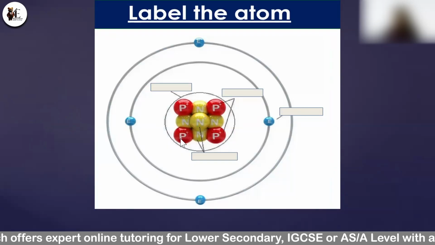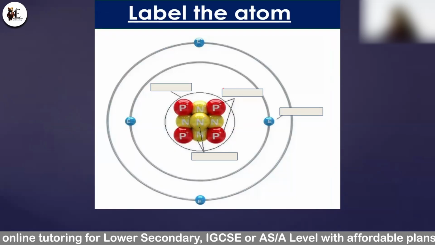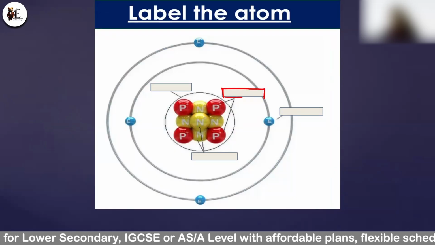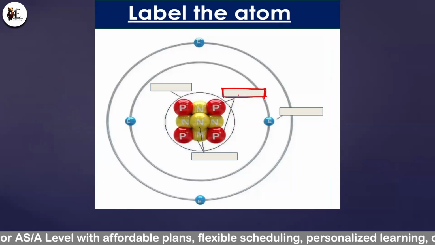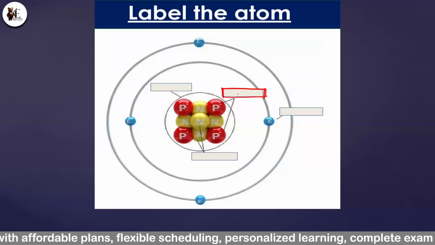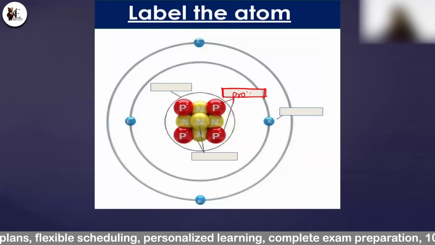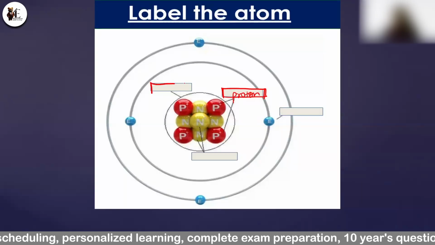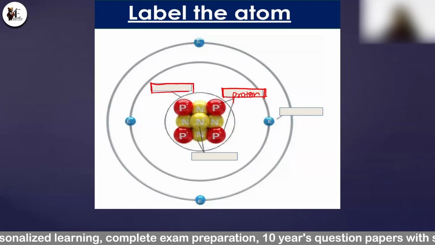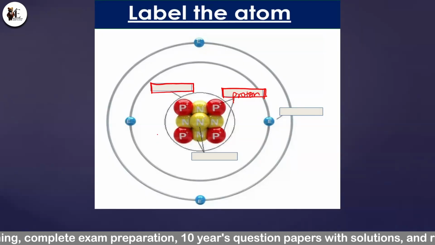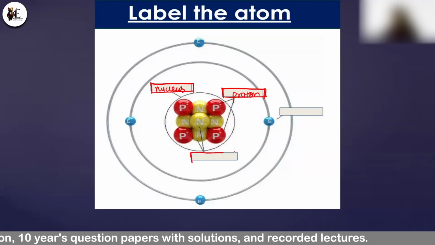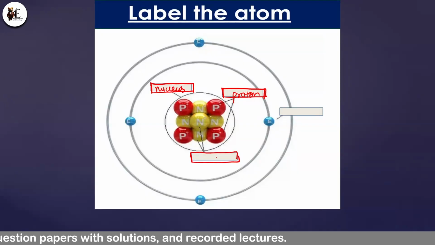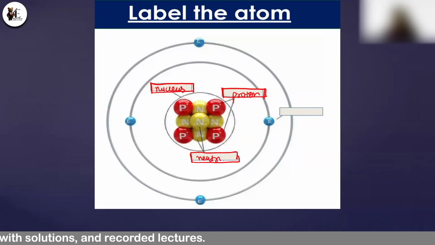You can see here there are 4 fill in the blanks. Tell me what should be in this fill in the blank. That one, it should be protons. Very good. Tell me what should be here in this blank. Nucleus. Yeah, very good. Tell me what should be here. Neutron. Amazing. And what is here? Electron.